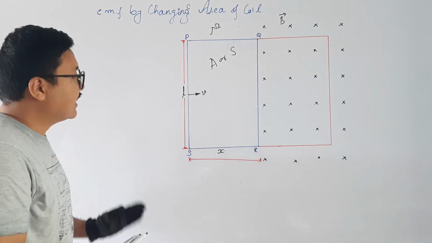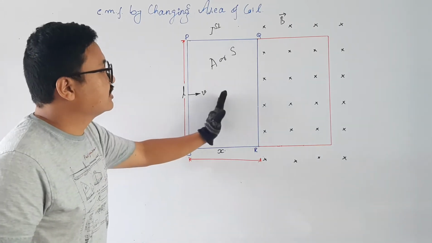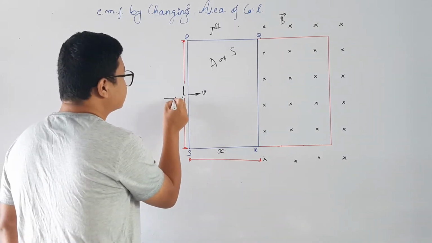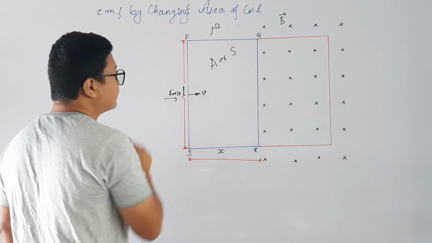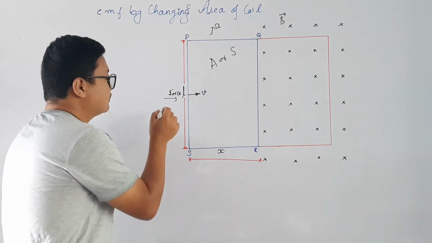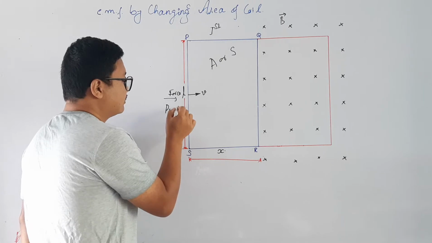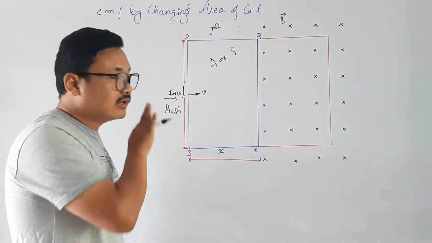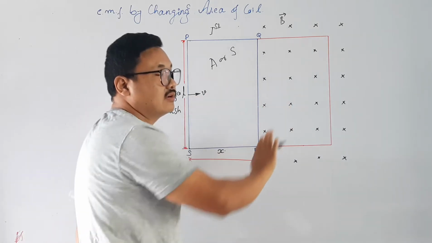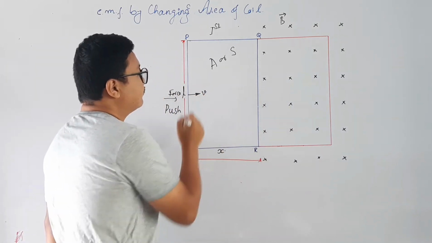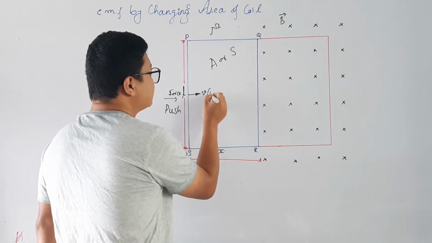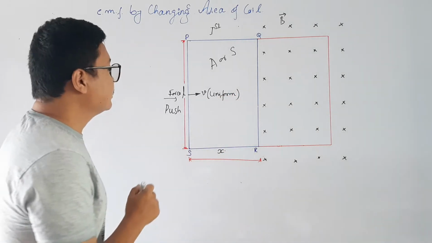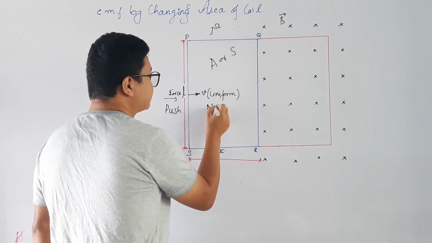Now what we do is we apply a force to this rectangular coil. We are giving force and pushing it in, pushing it towards this uniform magnetic field. Now whenever I push it towards the uniform magnetic field, there will be a velocity, and this velocity is uniform.